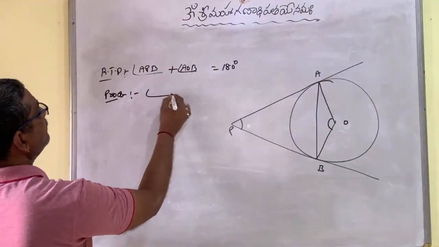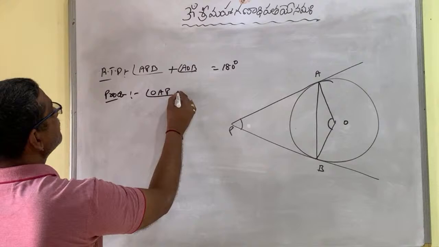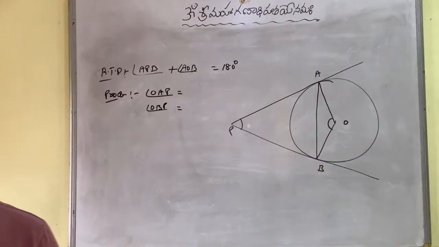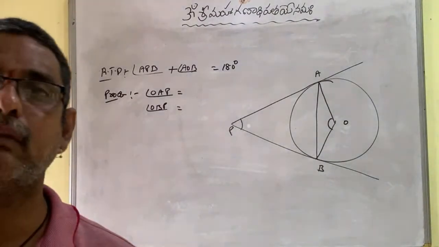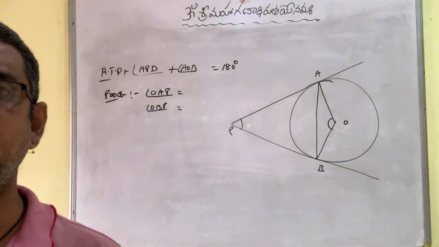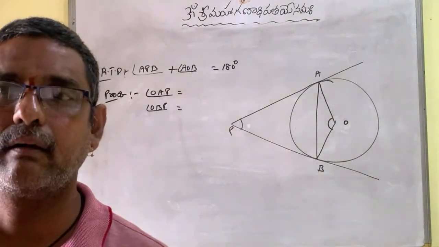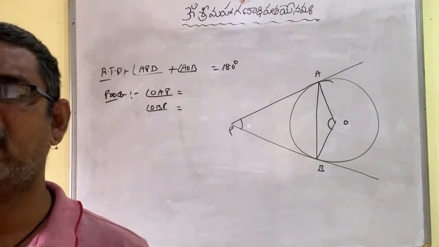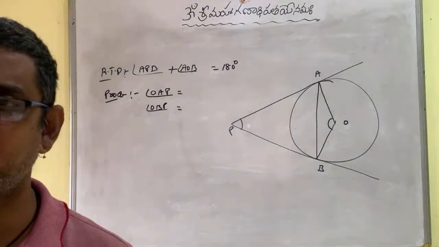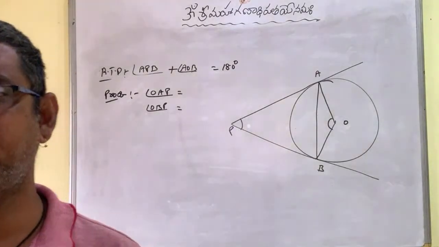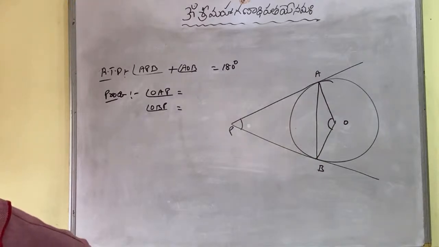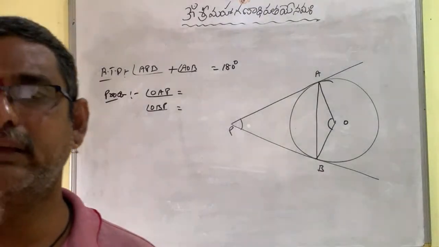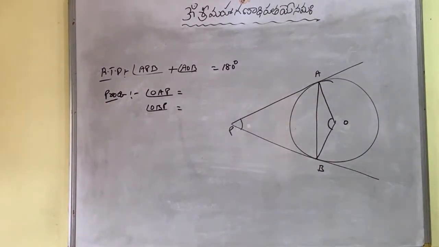Children, can you tell me what are angle OAP and angle OBP, and the reason? 90. Why 90? Okay, 90. What is the reason? Yes, the radius is perpendicular to the tangent at the point of contact.